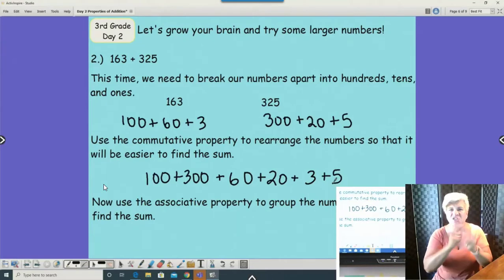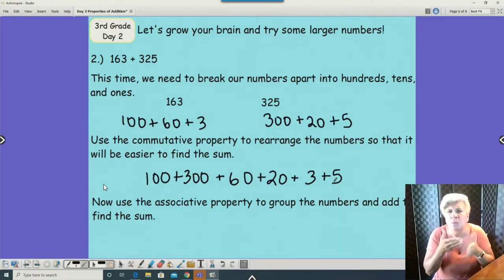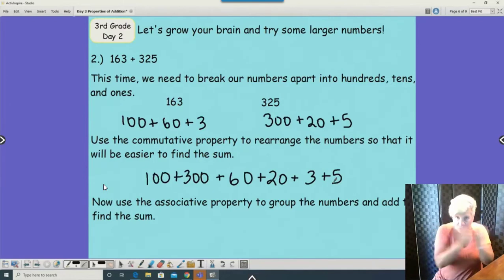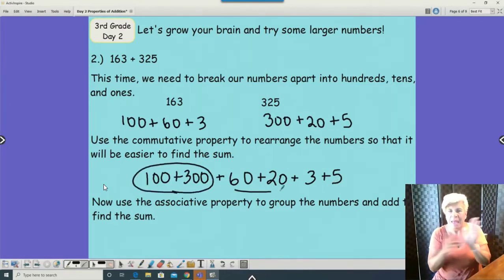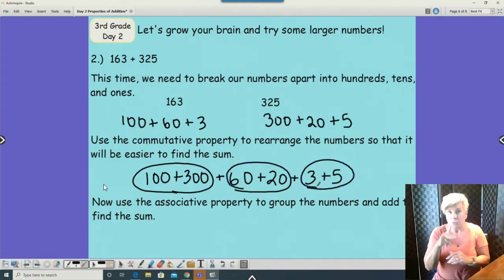Now we're going to use the associative property to group our numbers to make it even easier to add. So what's the best way to group our numbers? Great, yeah, we're going to add all those hundreds together first, and then we're going to do our tens, and then we're going to do our ones. And it's okay to have 3 groups. We've got a pretty large number here. So let's break that down.